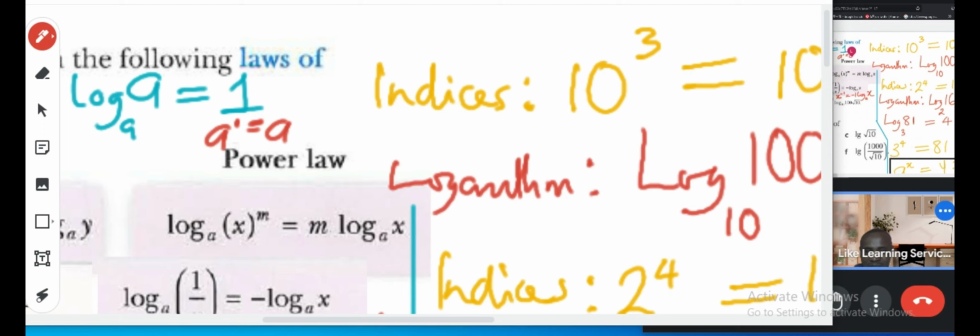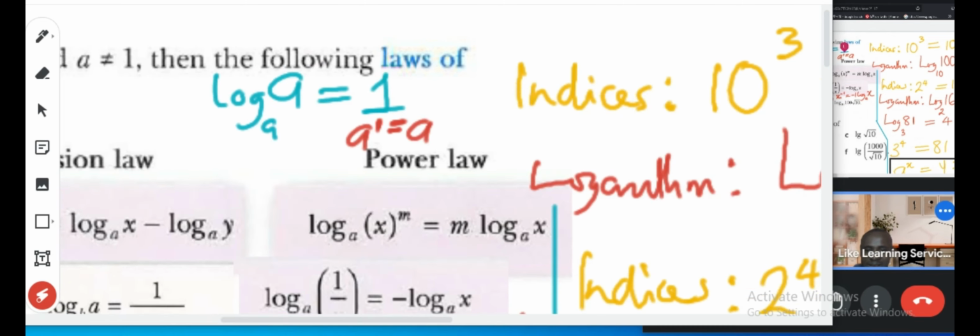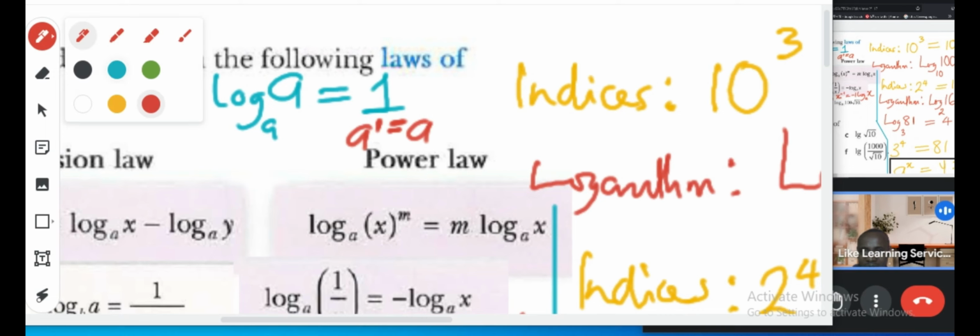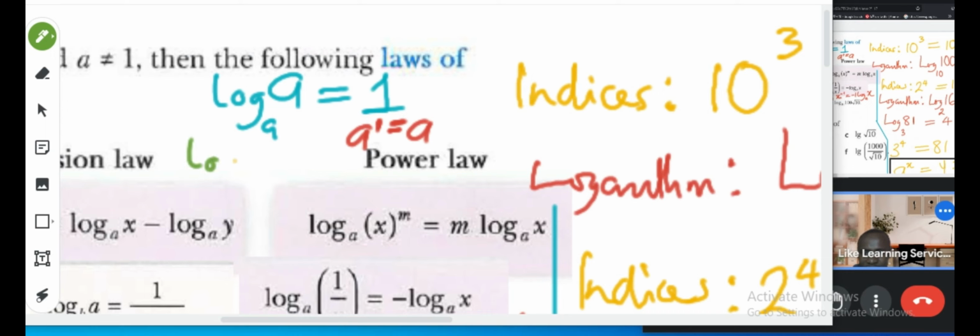So that it makes sense that log of any number in the same base is equal to 1. Let me write this last one below it. What color can I use? Maybe green. If you change this one to indices, you will know.